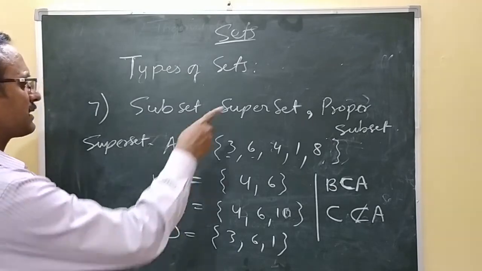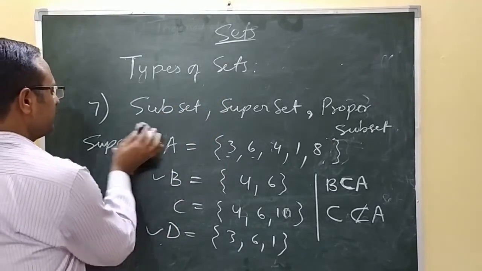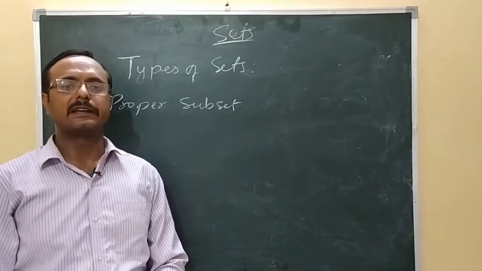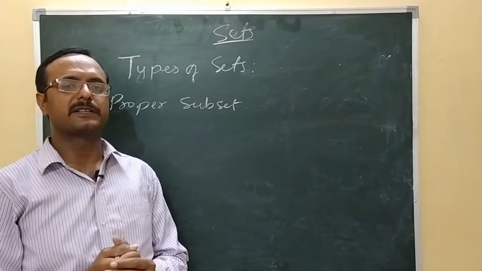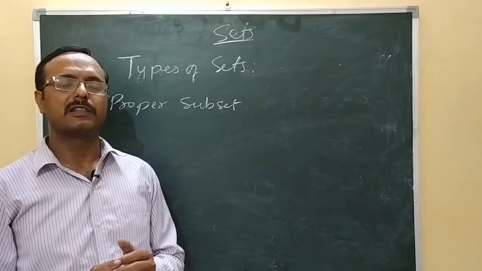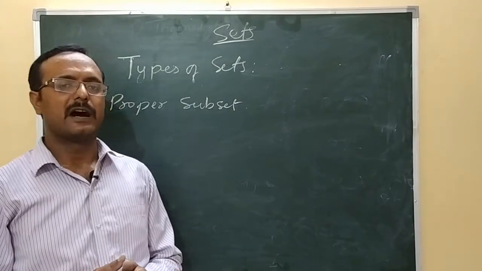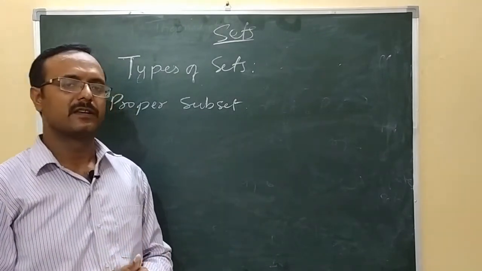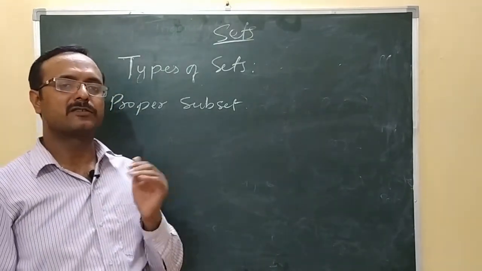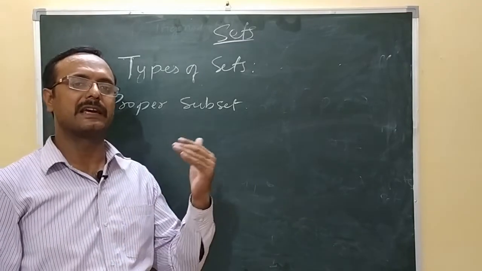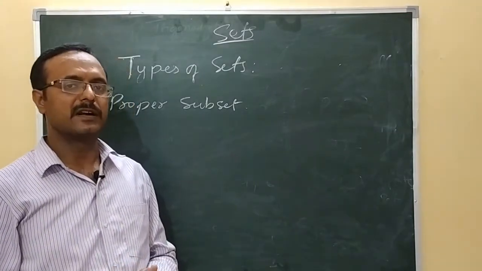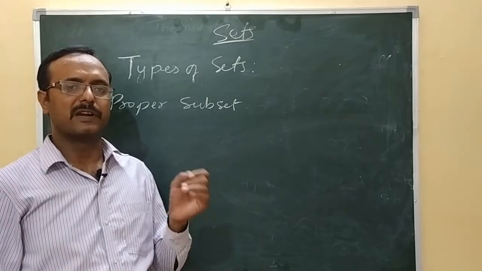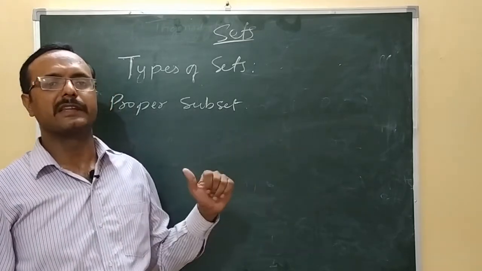Now coming to the next, proper subset. A set A is called a proper subset of B if all the elements of A are contained in set B. So you can say that all the elements of A should be in the set B also, but there should be at least one element in B which should not be in A.